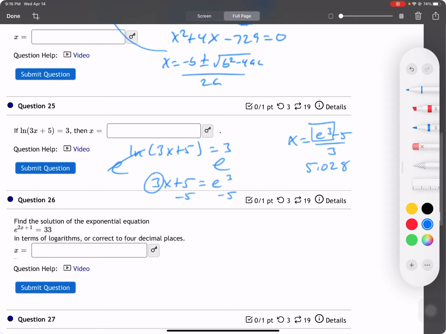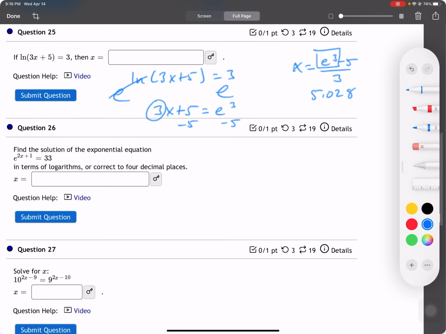Okay, 26. Find the solution of the exponential. e to the 2x plus 1 is equal to 33. How do I get rid of the e? We natural log both sides. Natural log e to the 2x plus 1 equals natural log 33. See you later, e. 2x plus 1 is equal to natural log 33.